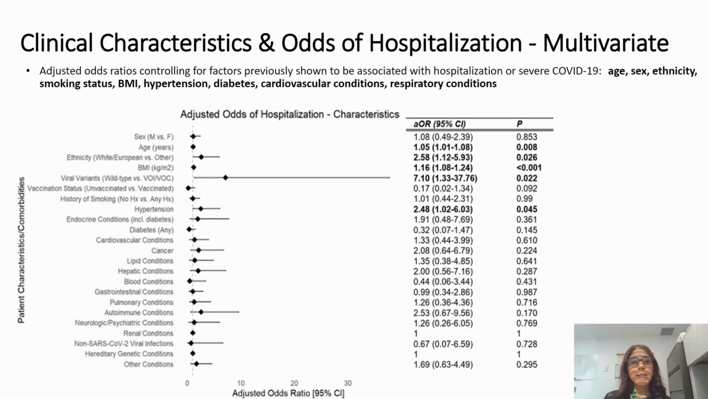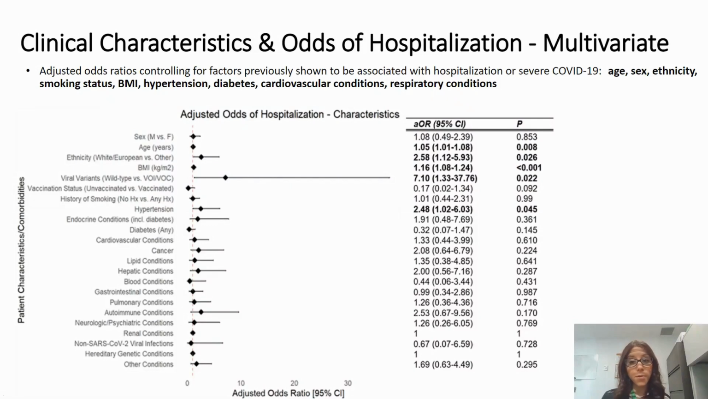We next repeated this assessment, but we used a multivariate analysis to determine the effect of individual comorbidities on hospitalization, controlling for factors that we found to be associated with severe COVID in the literature. So that included age, sex, ethnicity, smoking status, BMI, hypertension, diabetes, cardiovascular conditions, and respiratory conditions.